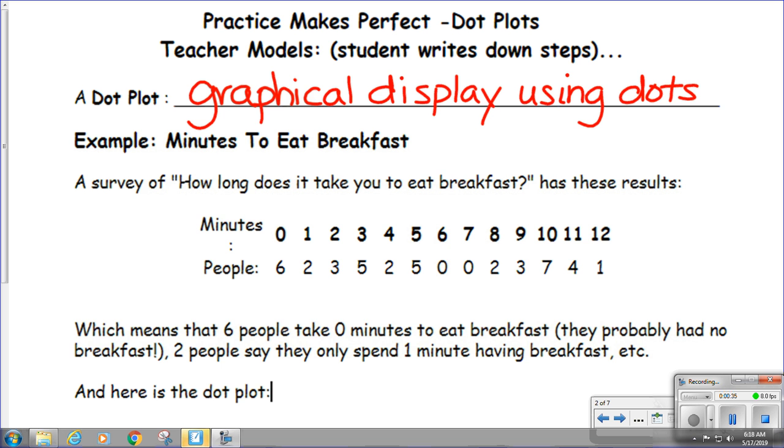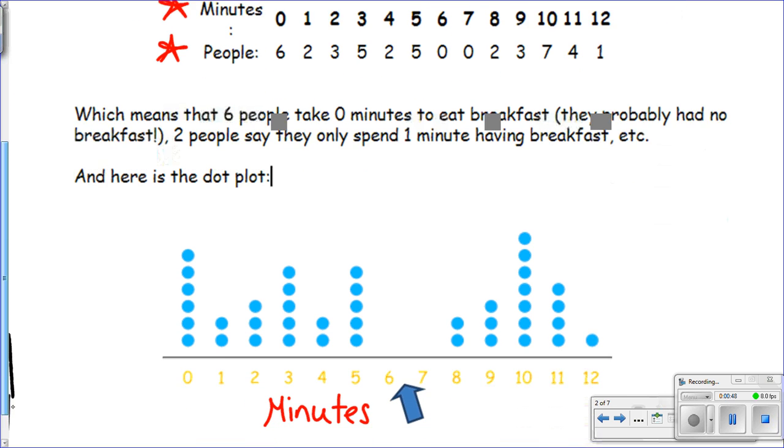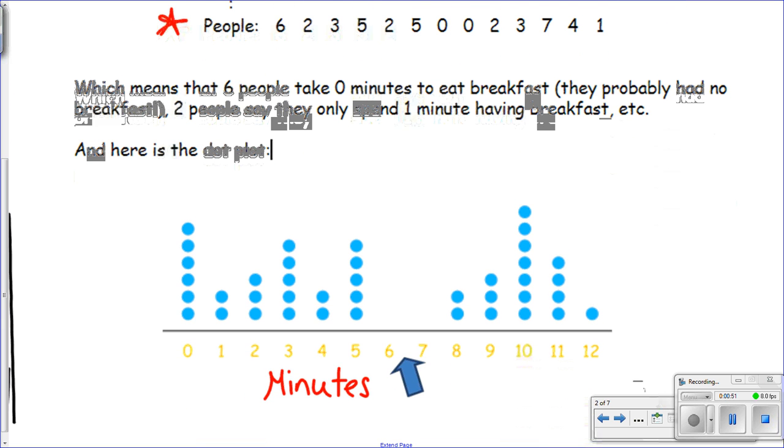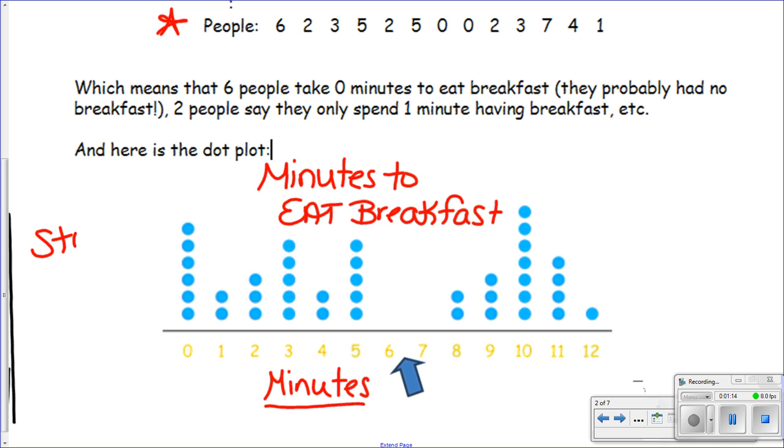So if I asked students how long it takes them to eat breakfast, and I got these results of minutes and people, you see how confusing it looks when there's just a bunch of numbers. So an easier way to display that data would be in a dot plot. So here I have my minutes, and we need a title: Minutes to eat breakfast. Along the bottom, you notice that I labeled this minutes, and these dots represent the students.